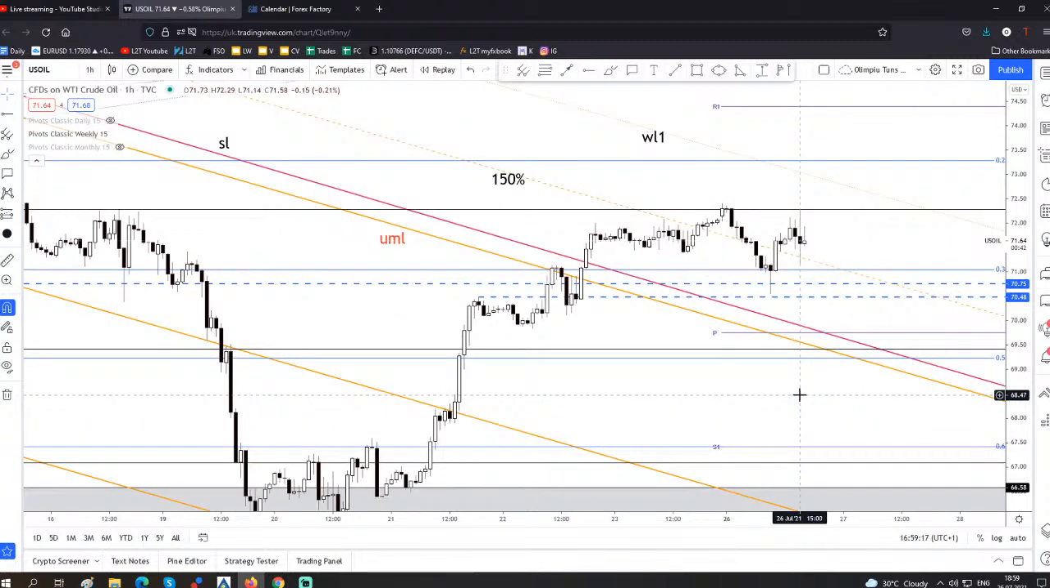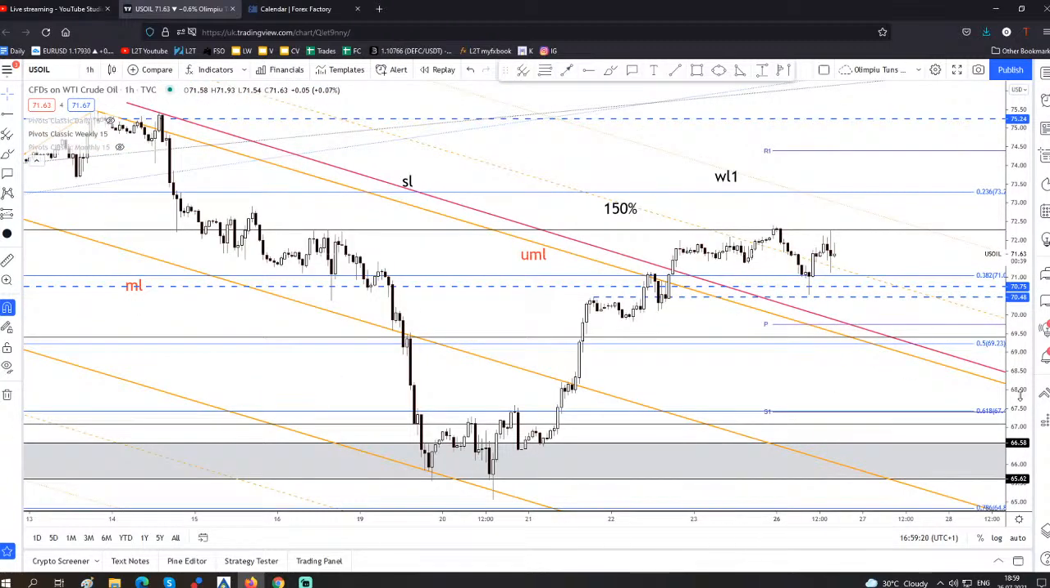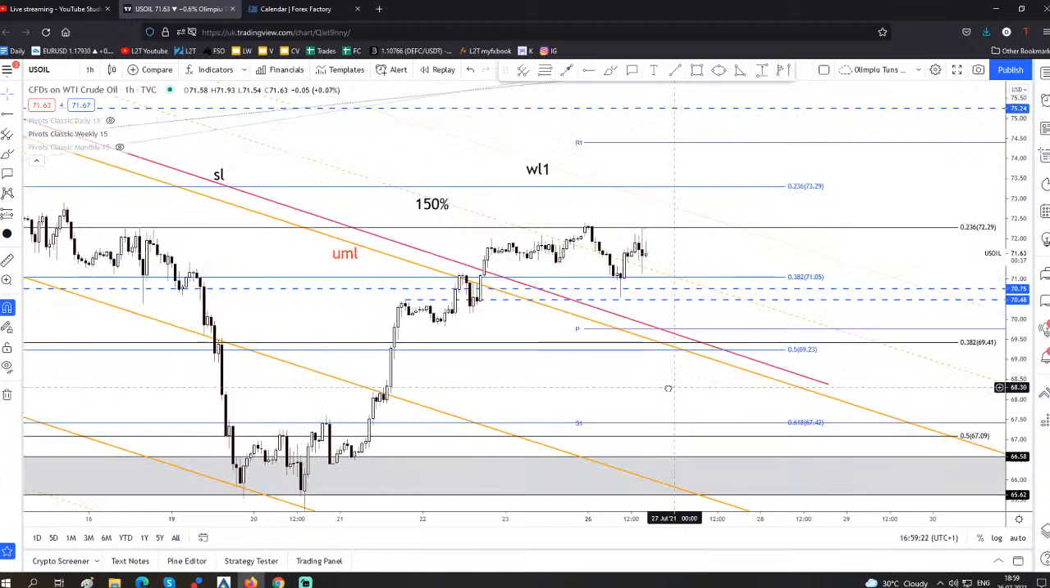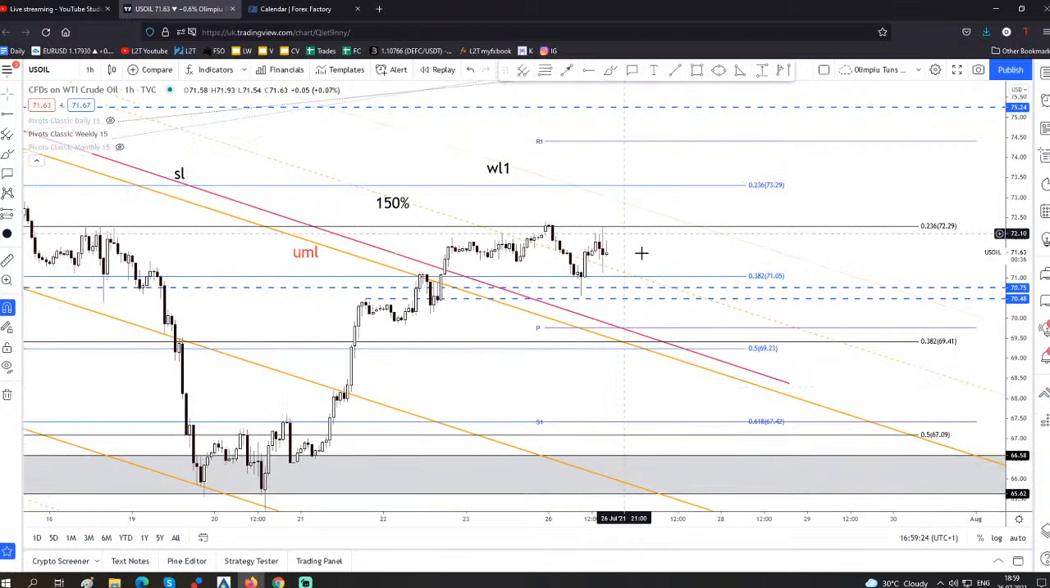But right now, unfortunately, this candle here has only retested 23.6. It has closed far below it. So right now, we cannot exclude maybe a new temporary decline here, test, retest, before maybe jumping higher. Let's wait and see.